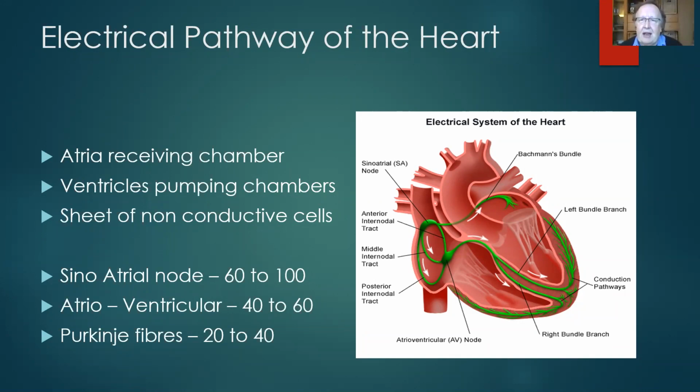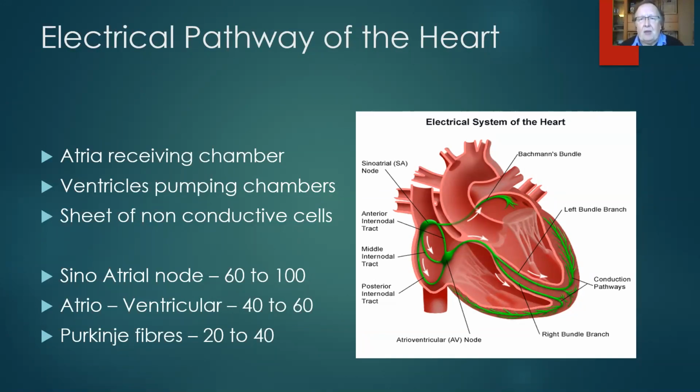If we look in the diagram, we can see there Bachmann's bundle. Now, Bachmann's bundle means that the right and left atria will contract as one. Otherwise, the impulse would come from the SA node, the sinoatrial node, the pacemaker, and it would spread across the heart in a slower period. And so for the atria to contract as one and just give us a P wave, we have this Bachmann's bundle.